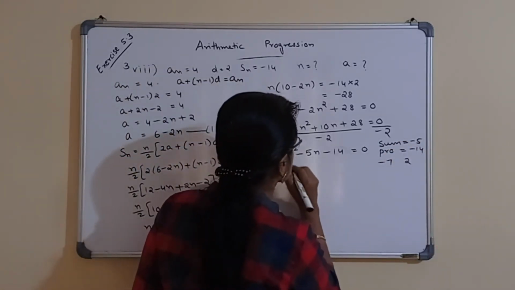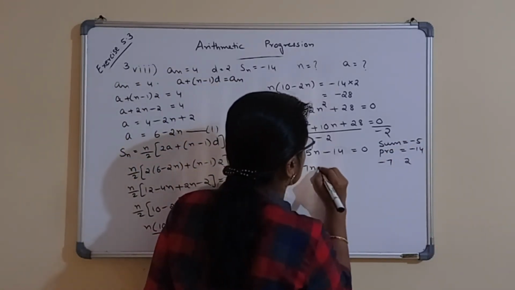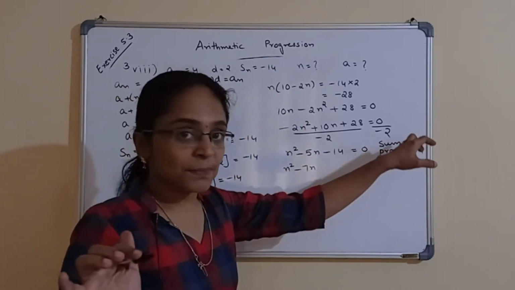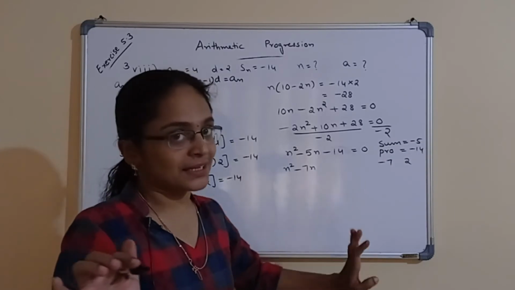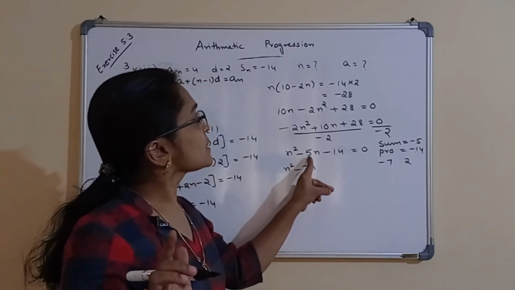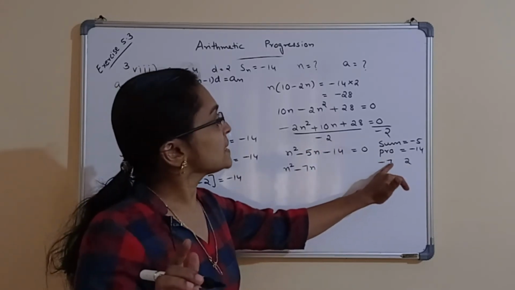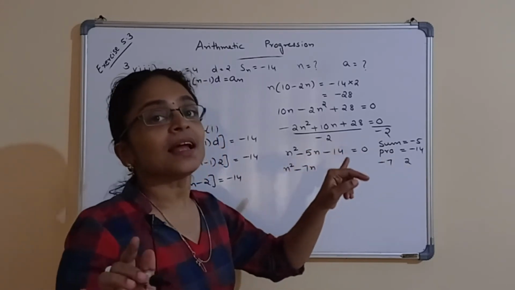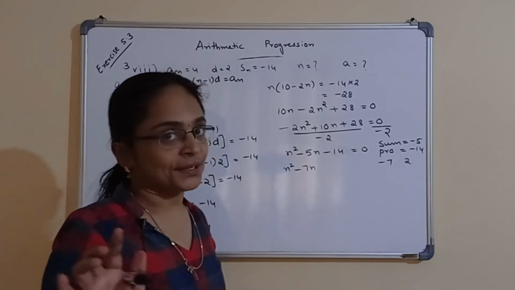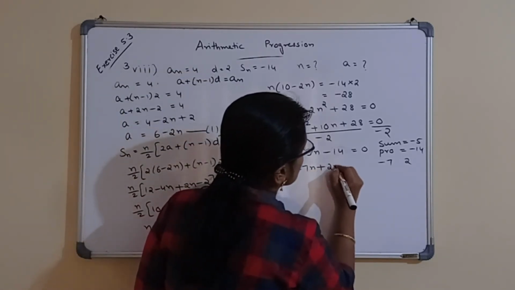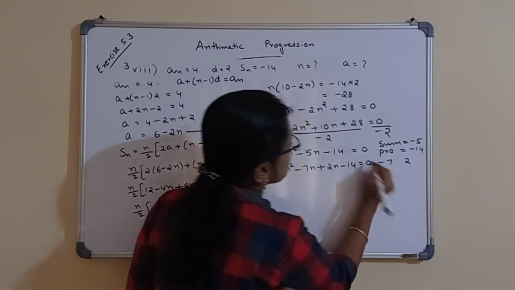So, we can write this as n square minus 7n. That is, we have to split the middle term in such a way that sum is minus 5 and product is minus 14. So, we can split it as minus 7n plus 2n. So, sum is minus 5n and product is minus 14. Okay. So, n square minus 7n plus 2n minus 14 is equal to 0.